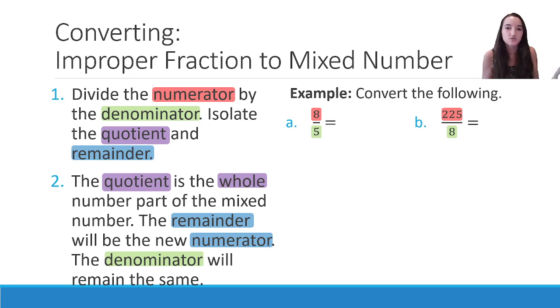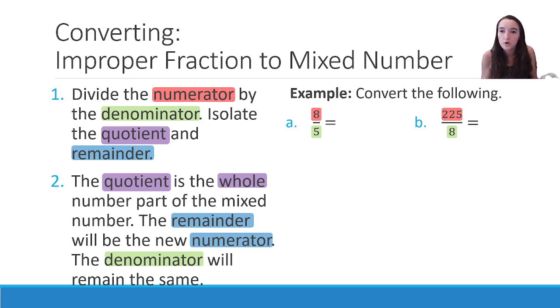Okay, now let's do the opposite, where we're going to take an improper fraction and convert it into a mixed number. So, to do this, we will divide the numerator by the denominator, isolate the quotient and remainder, and then the quotient is the whole number part of that mixed number. The remainder will be the new numerator. The denominator will, as before, remain the same.